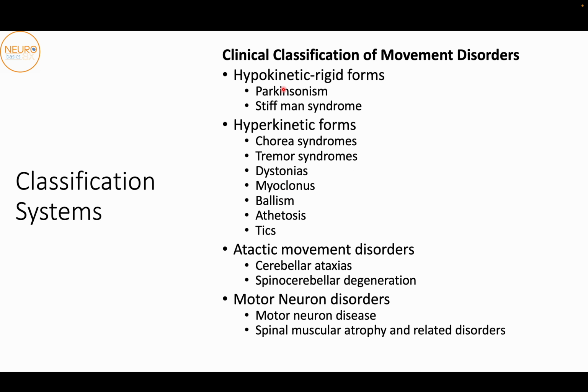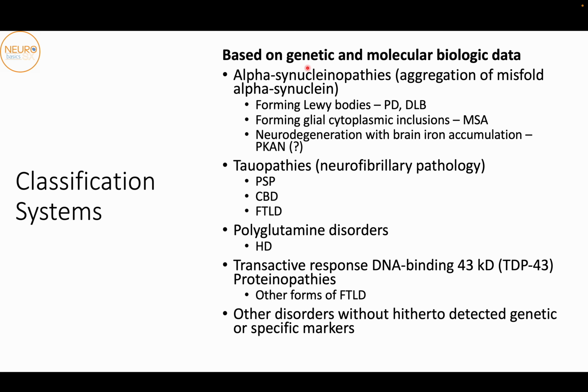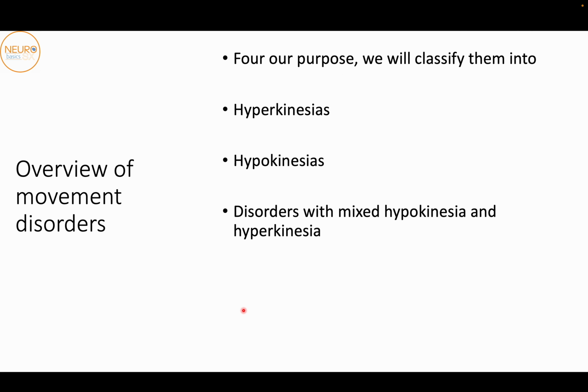So there are hypokinetic disorders, hyperkinetic disorders, some disorders causing ataxia, and there are particular motor neuron disorders. They can also be divided based on the pathophysiologic mechanism of the movement disorder. On that basis, they're divided into Parkinsonian syndromes, chorea/ballismus, and dystonia. Another way of classifying them would be on the genetic and molecular biologic data into alpha-synucleinopathies, tauopathies, polyglutamine disorders, and other disorders. Again, just really not important to know as a neurosurgeon, I would say.